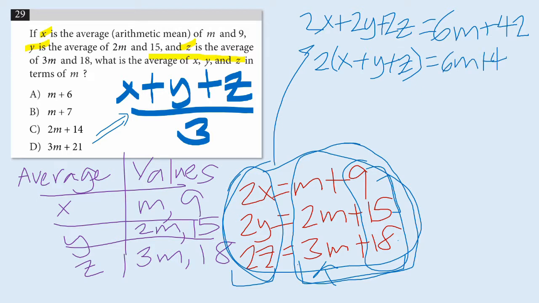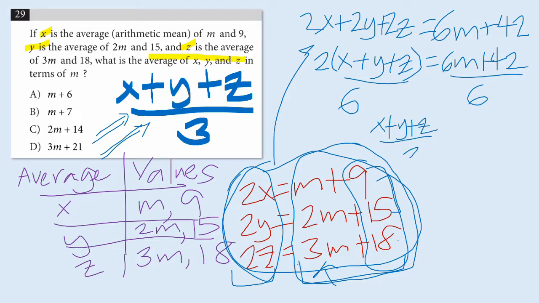And if I want to get x plus y plus z all over 3, like I have in this target, but it's now being multiplied by 2, then I can divide that whole value by 6 and do the same thing on the right. So when I divide the 2 times x plus y plus z on the left by 6, I get what I want, which is x plus y plus z over 3. And on the right, in the numerator, I can factor out the 6, and I get 6 times m plus 7.